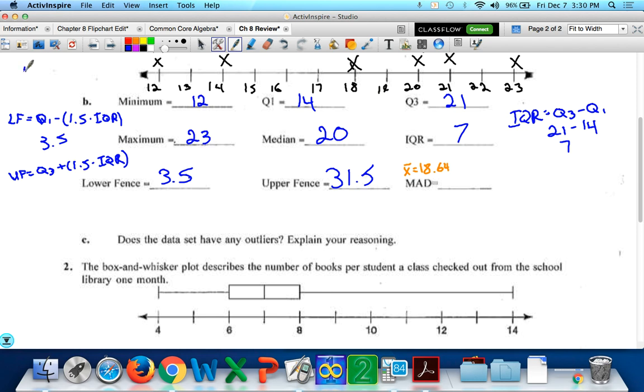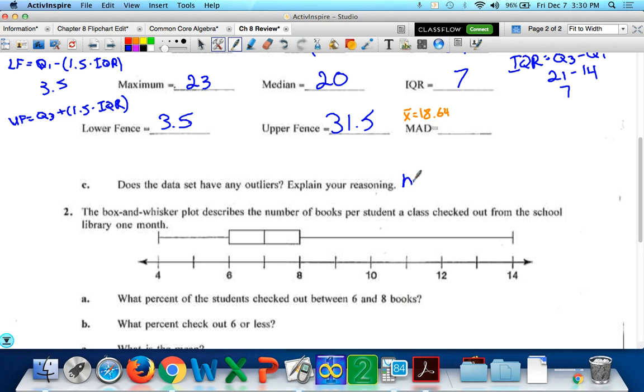Outliers means, is there anything below our lower fence or above our upper fence? Well, 3.5 would be way down here, so there's no data below the lower fence. 31.5 would be way up here, so again, nothing above the upper fence. There would be no outliers, and the explanation is that there's no data below the lower fence or above the upper fence.